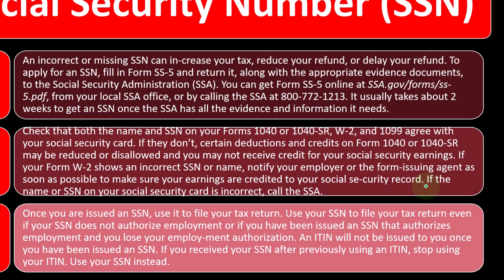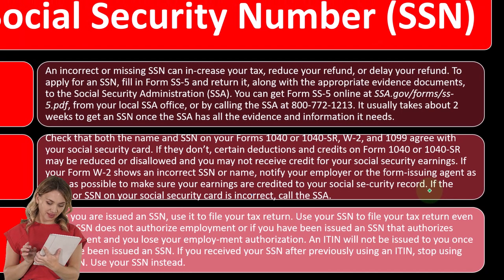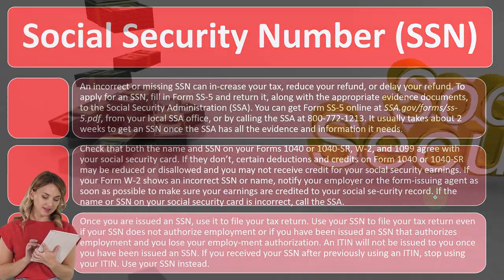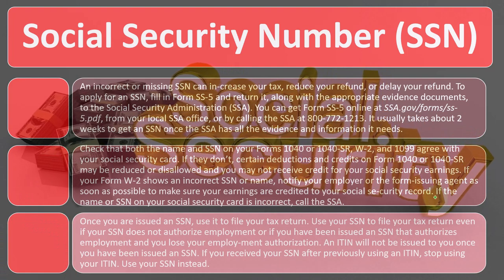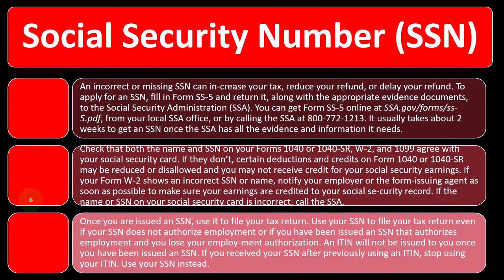So the ITIN would be another identification number. The primary identification number is going to be the Social Security number. Typically, if you don't have the Social Security number, then you might have an ITIN. But if you get issued a Social Security number, you're probably not going to go back to having an ITIN after the Social Security number. So if you receive an SSN after previously using an ITIN, stop using the ITIN. The Social Security number is the one that should take precedence at that point.